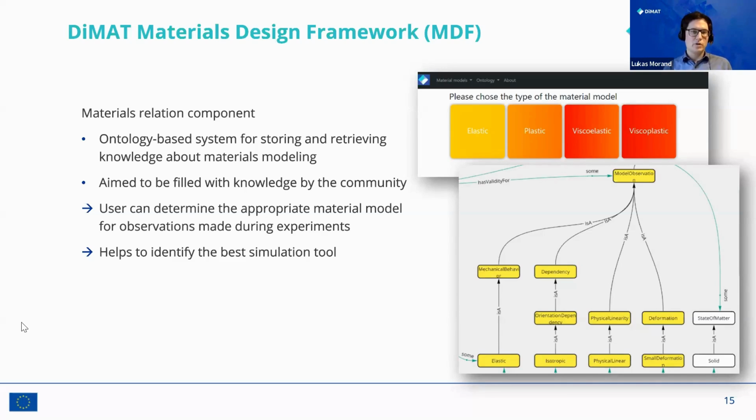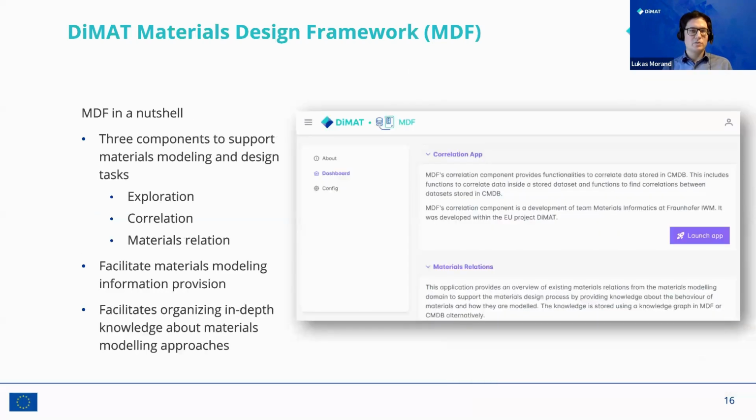So all in all, I want to summarize the materials relation component. As we have seen, we have three components, which are the exploration component, correlation, and materials relation component, that guide you along your process to find and apply the right material model for your application or for your product. The MDF facilitates material modeling, information provision, so in terms of data, and also in terms of organizing in-depth knowledge about materials modeling approaches.